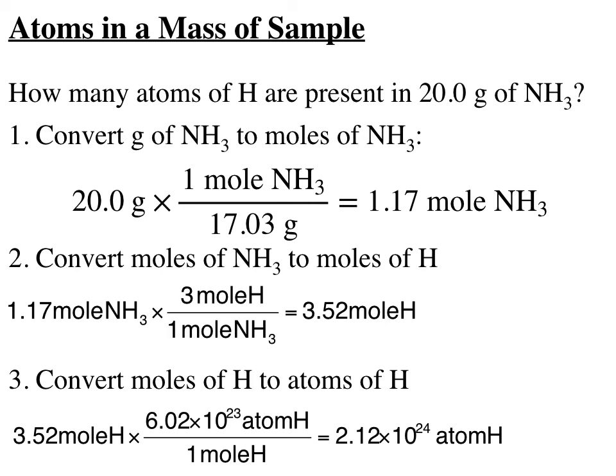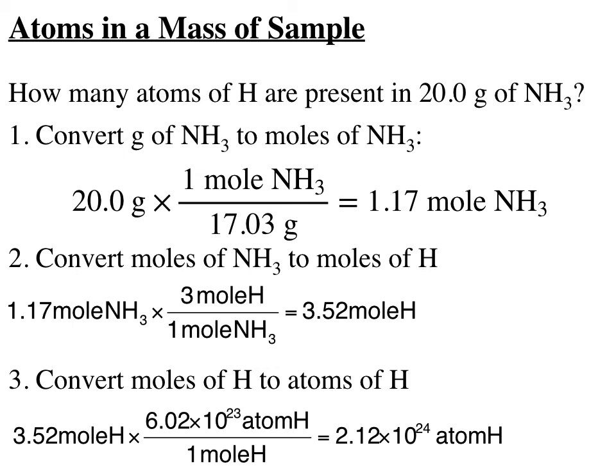Now that I know the moles of ammonia, I can use the empirical formula of NH3 to change moles of ammonia into moles of H. There are 3 moles of H per mole of ammonia. I use that as a conversion factor, lined up to eliminate the ammonia and end me up in moles of H. So I take my 1.17 moles of ammonia, lined up with a 3-to-1 ratio of H to NH3, eliminate the NH3, and in 1.17 moles of ammonia, there are 3.52 moles of hydrogen.